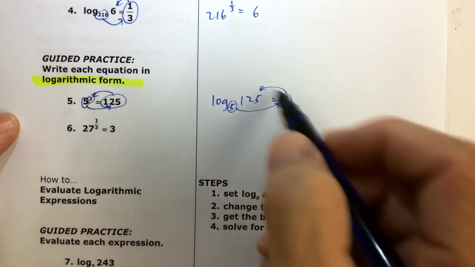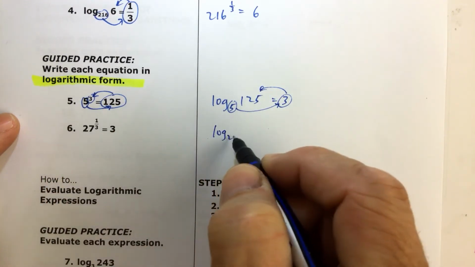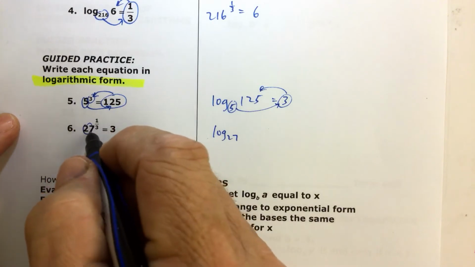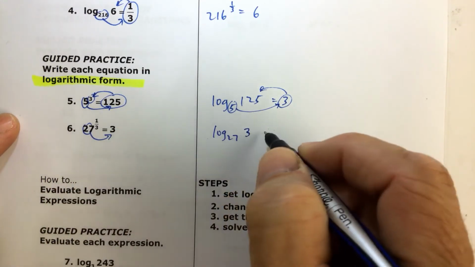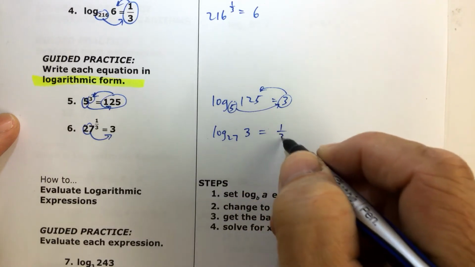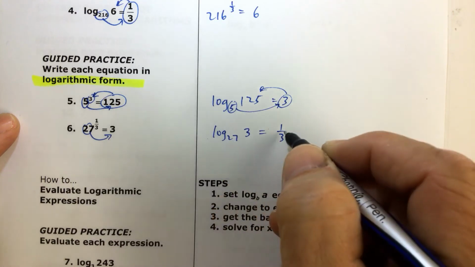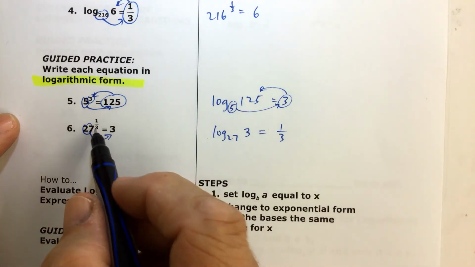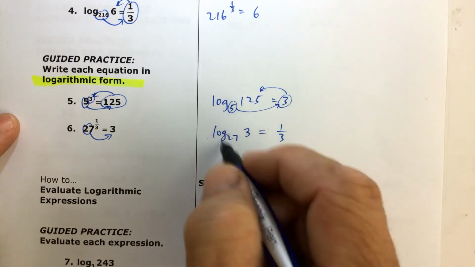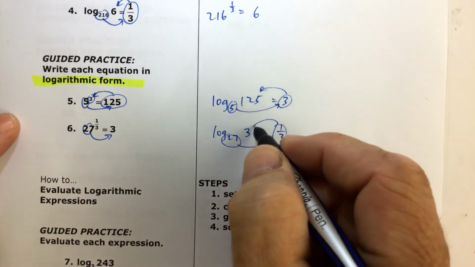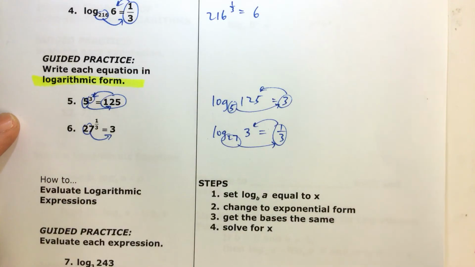So 5 to the 3rd equals 125. It's still circular, counterclockwise. So in this case, we have a base of 27. Log base 27 of 3 is equal to 1/3, because 27 to the 1/3 equals 3. Just repeat that anytime you go from exponential form to logarithmic form. Just go through it again. Make sure you wrote the numbers in the right order. 27 to the 1/3 equals 3, and you look back over here, and that's exactly what you have.